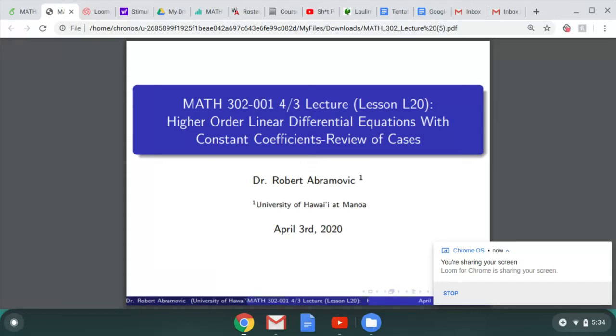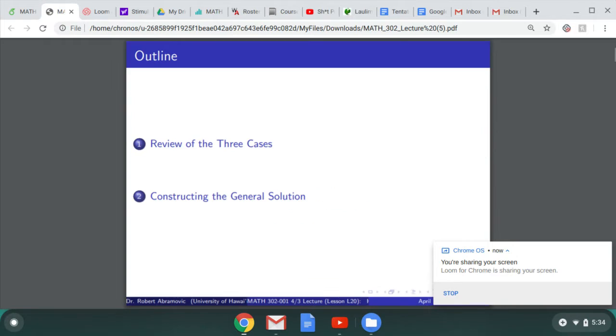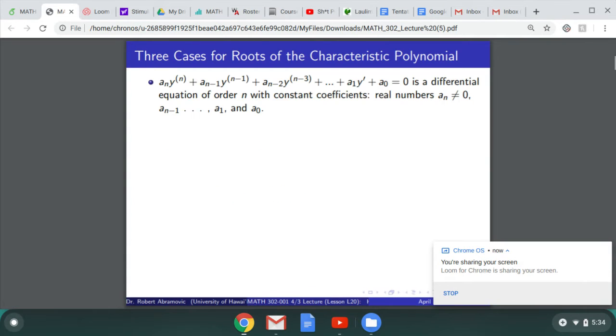Welcome to today's lecture, April 3rd, on higher order linear differential equations with constant coefficients. We're going to review how to find the general solution to these equations. So first we're going to review three cases, then we're going to construct the general solution. There are three cases for the roots of the characteristic polynomial.